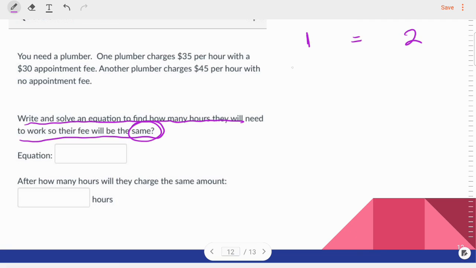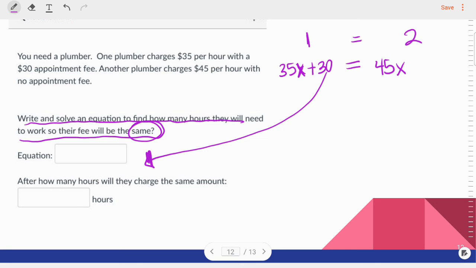Let's go ahead and get started. Plumber 1, what's the situation with them? They work for $35 per hour, so 35, and I would continue to add 35 for every hour. So in order to show this out with algebra, I'm going to write 35x with a $30 appointment fee. I'm going to add that, a $30 appointment fee. I only have to pay that once, so I am not going to add an x. I want to know when that is equal to plumber 2. Plumber 2 charges $45 per hour, so 45x with no appointment fee, so I don't have to add anything additional. And this is my equation.